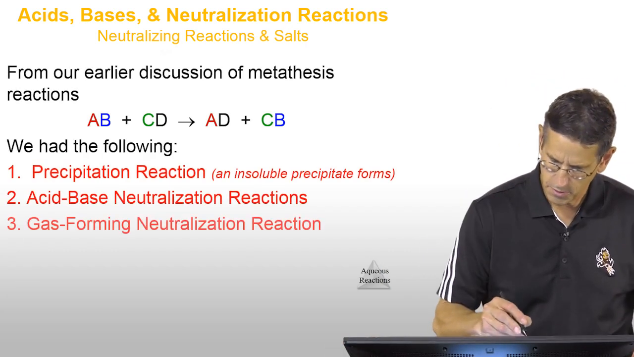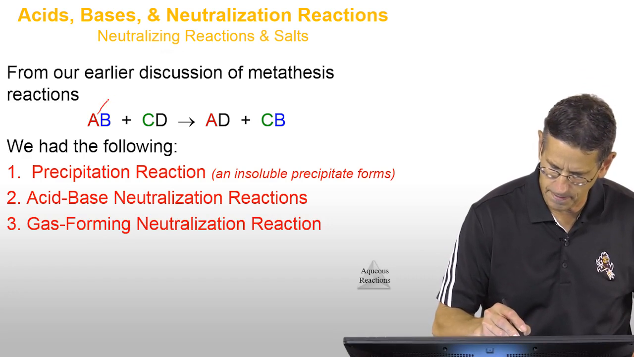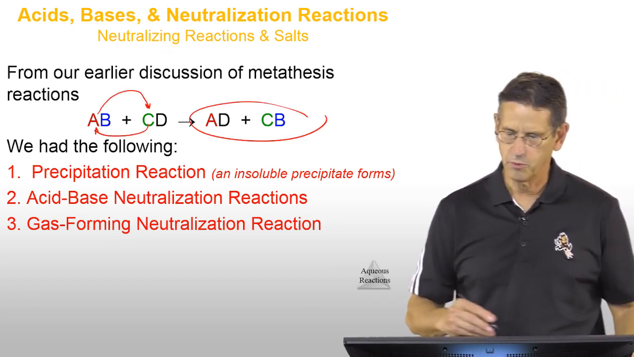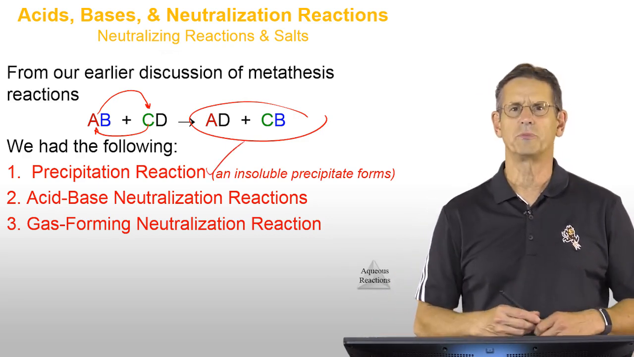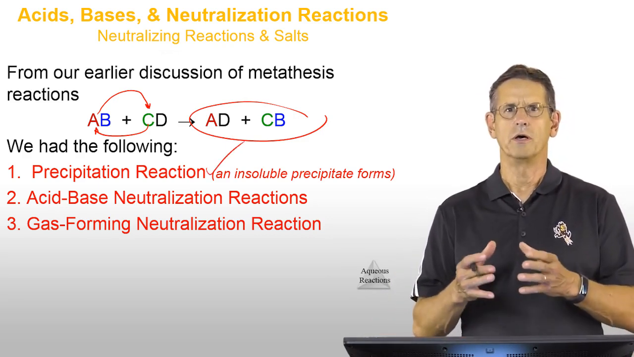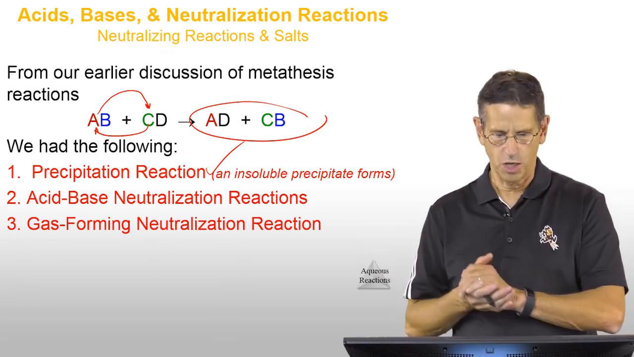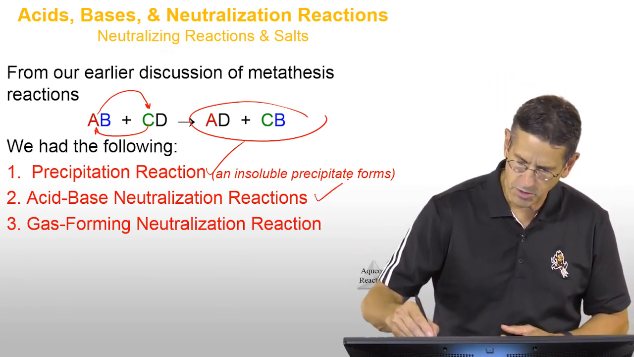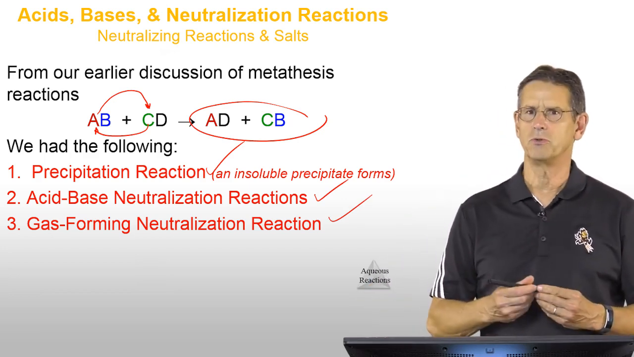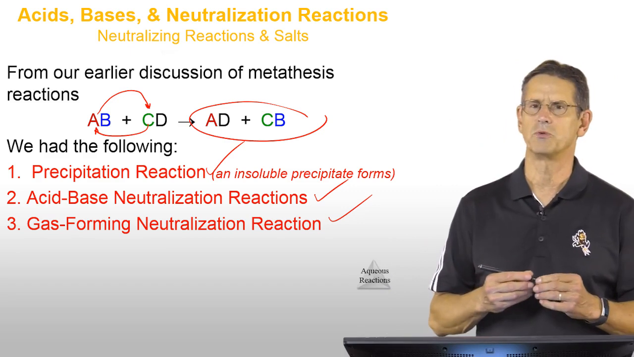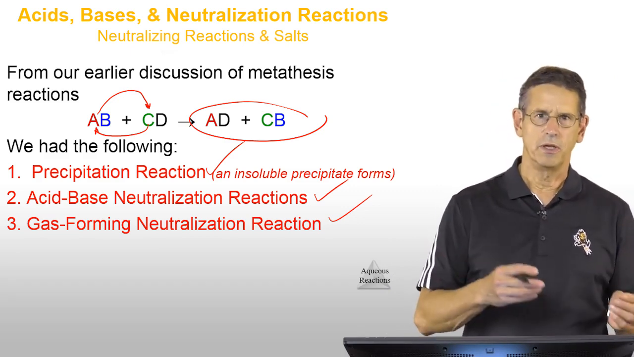So we had that, which gives us this. And we defined that initially with a precipitation reaction. So we defined this exchange, and one of the products was some insoluble compound. We're going to be discussing these next two, acid-base neutralization, now that you know what an acid-base is, and then gas-forming neutralization reaction, which is also an acid working.